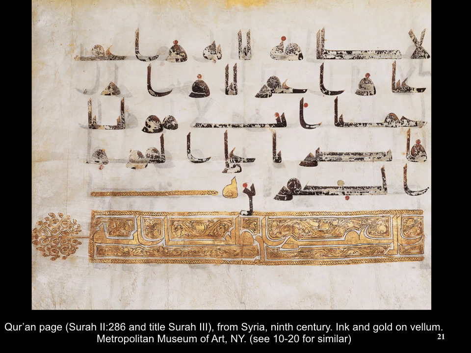So this is a manuscript page made of vellum, remember, which is calfskin, and it's ink but also gold applied to the vellum, and this is a page from the Quran. All right, we'll end there.